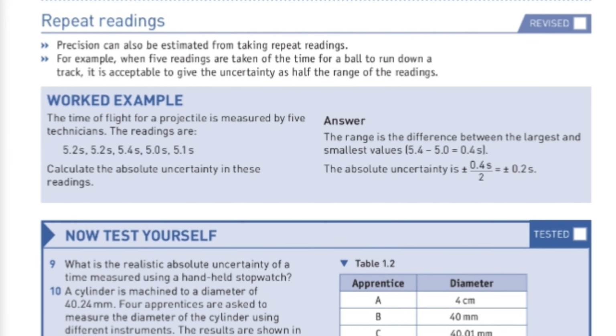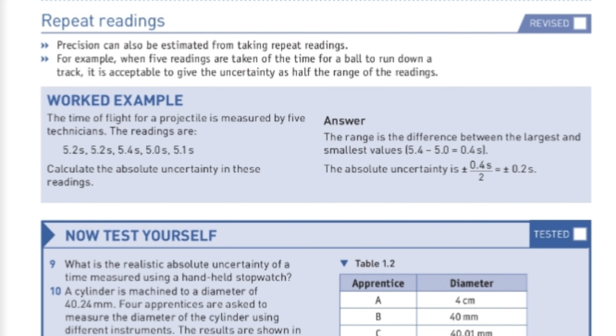Repeat readings. Precision can also be estimated from taking repeat readings. For example, when 5 readings are taken of the time for a ball to run down a track, it is acceptable to give the uncertainty as half the range of the readings.